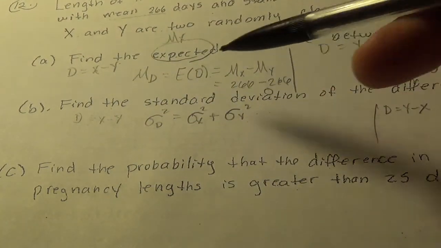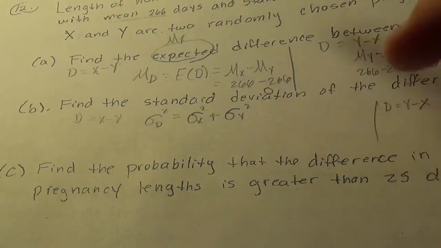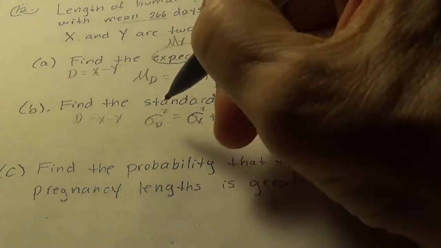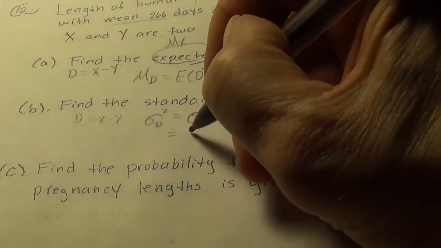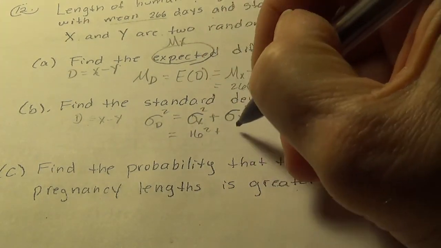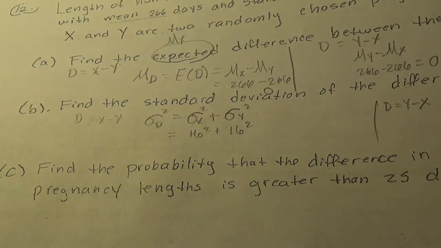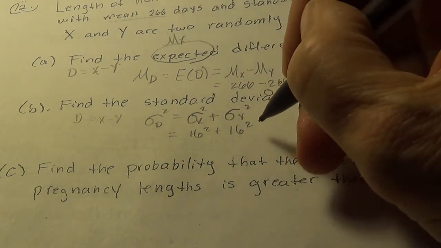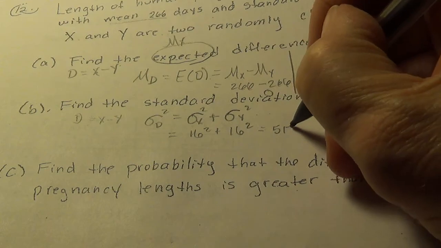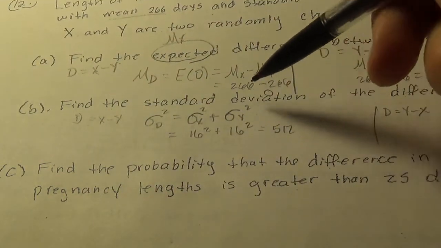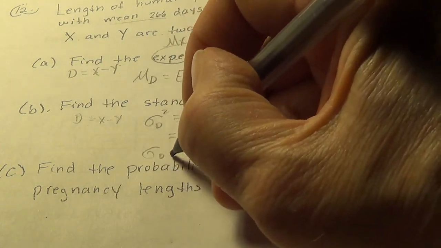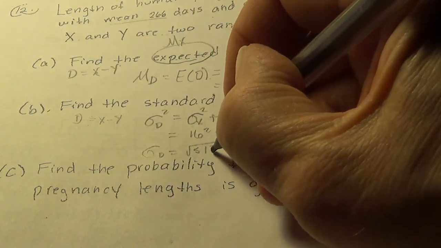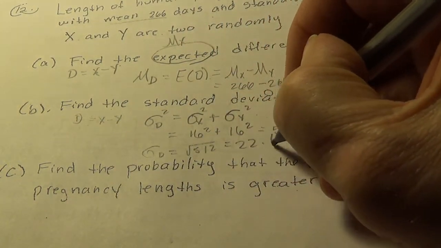So now we'll get this value, and you can see we can easily get to it by taking the square root. So going back up here, I see every human pregnancy has a standard deviation of 16. So x and y have the same standard deviation. When I add those squared, I get 512. But the question asks for the standard deviation, so I'm going to find that by the square root. And that's 22.6 days.